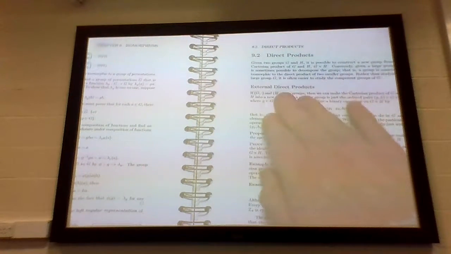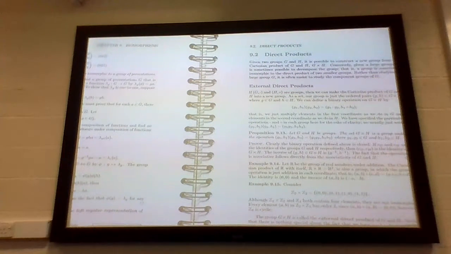But of course, you've been exposed to direct products already when you did your submission problem on, what was it, integers across non-zero reals under multiplication, the set of all ordered pairs. That was your exposure to direct products.